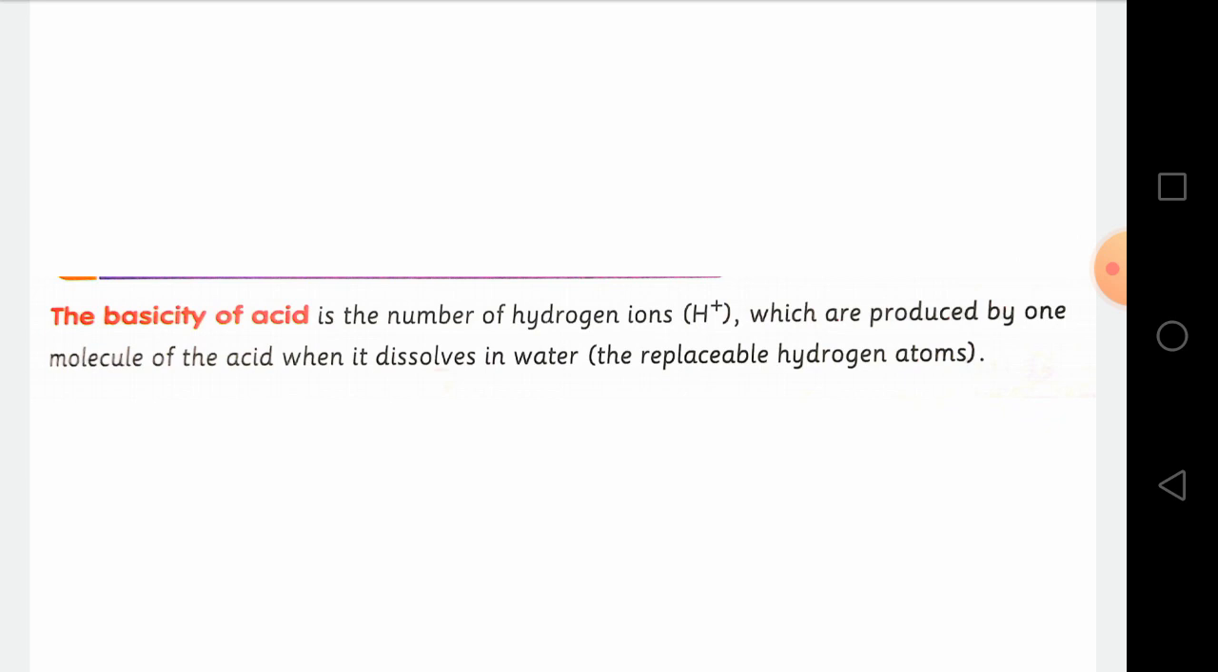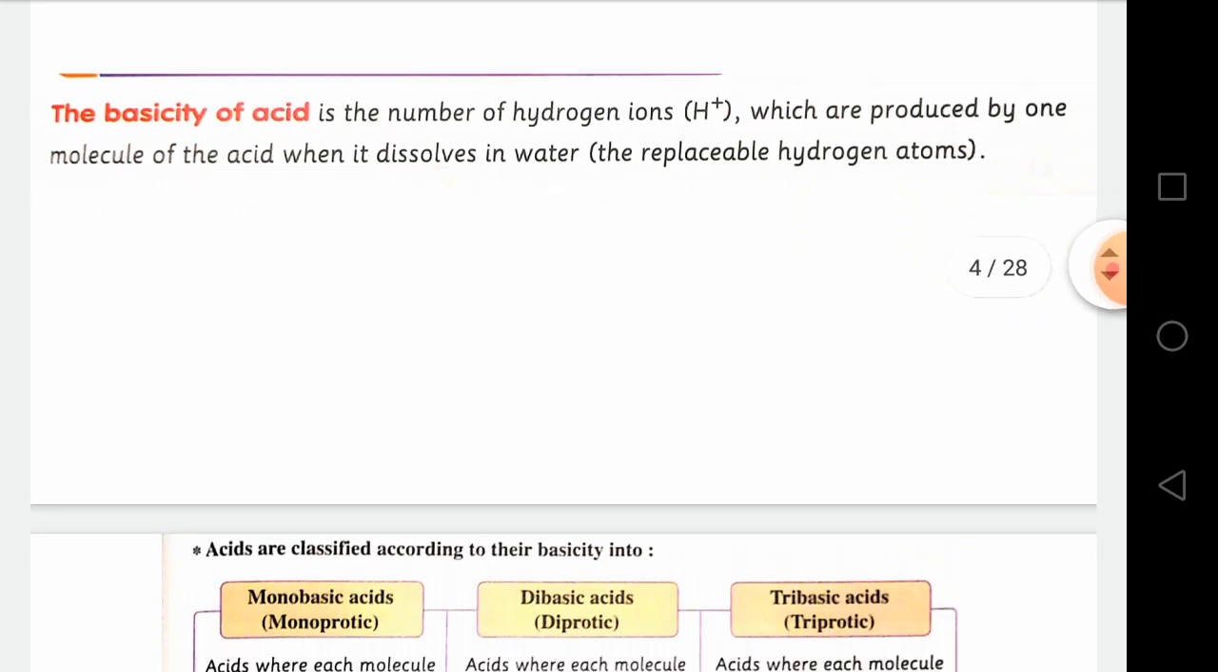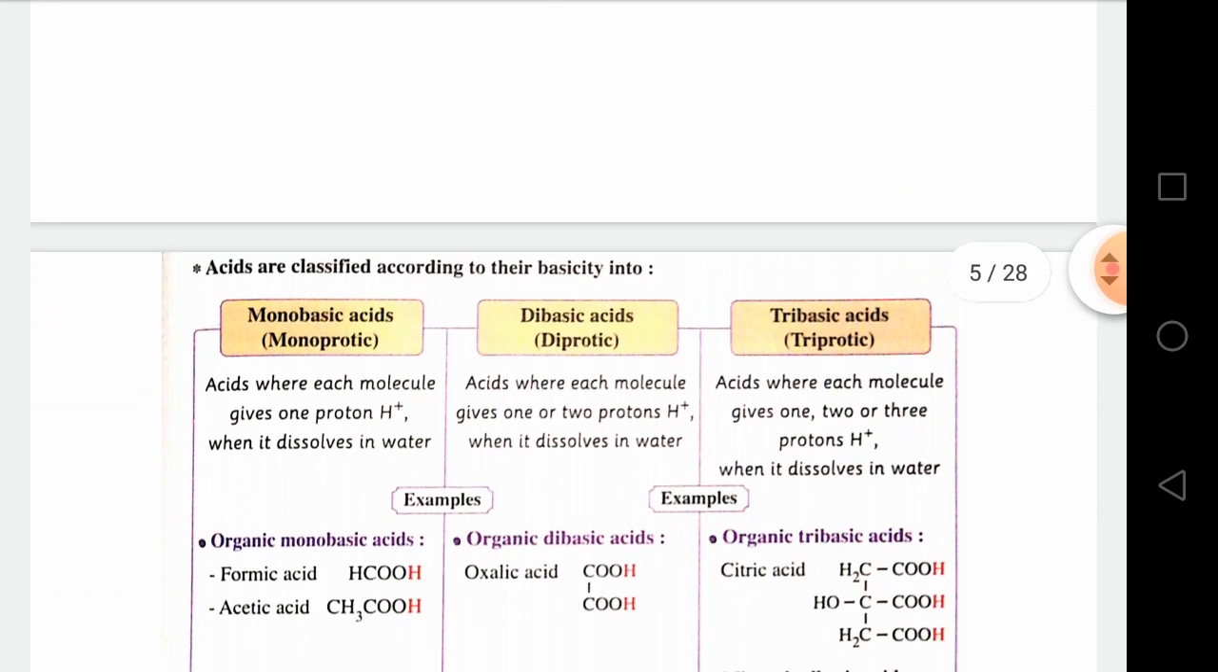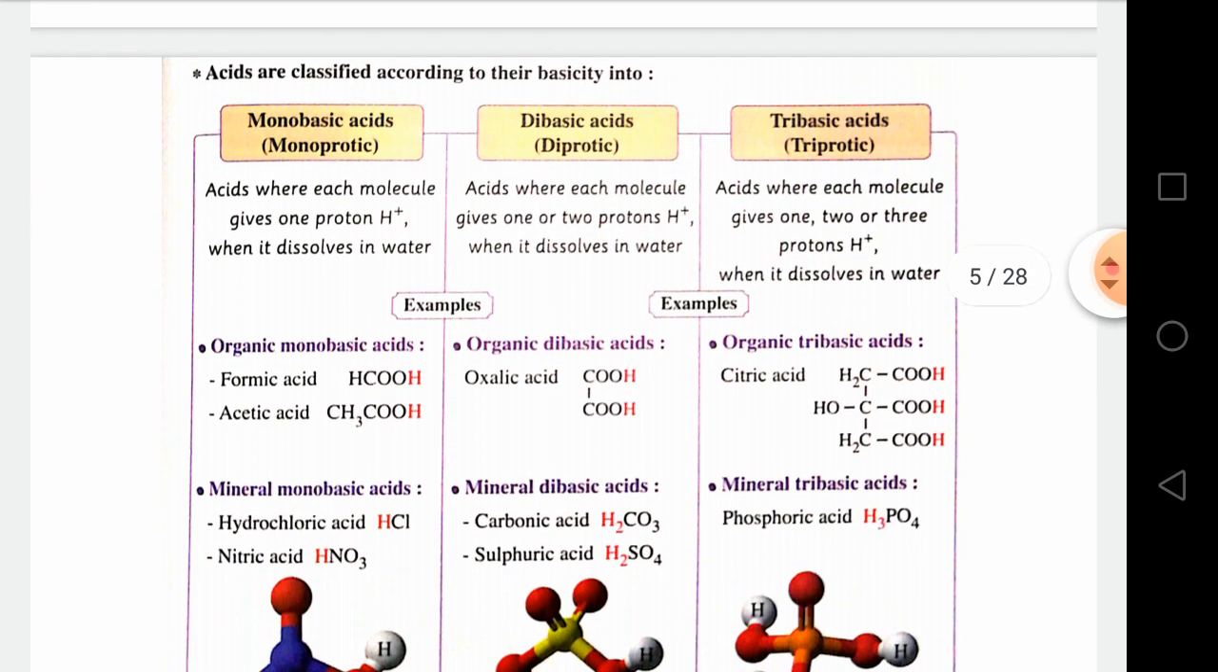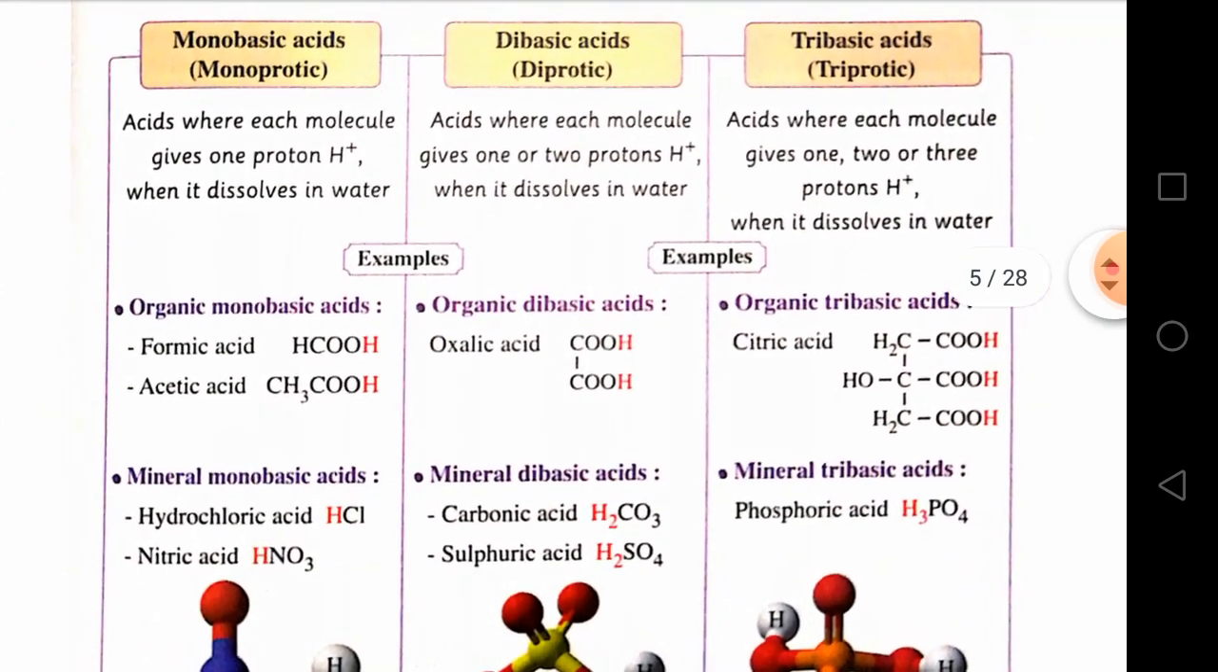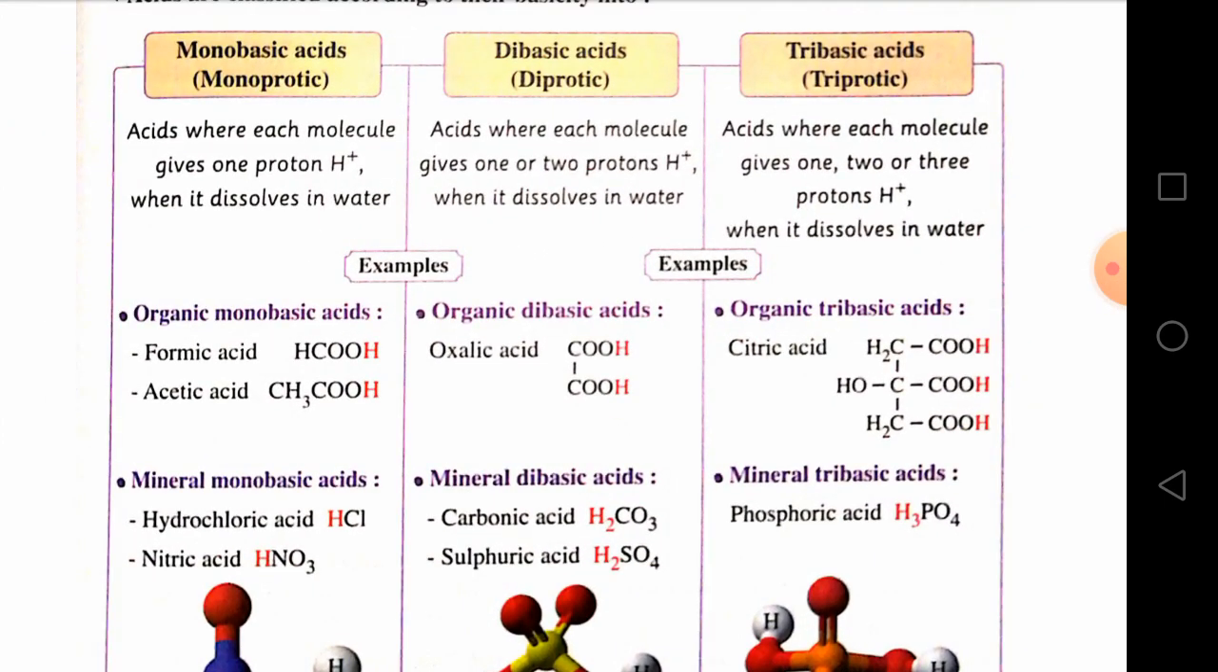Here, the basicity of an acid is the number of hydrogen ions which are produced by one molecule of the acid when it dissolves in water. The replaceable hydrogen atoms can be replaced. And this is a list of some examples of monobasic acids or monoprotic. We can say monobasic or monoprotic acid, dibasic acid or diprotic, tribasic acids or triprotic.